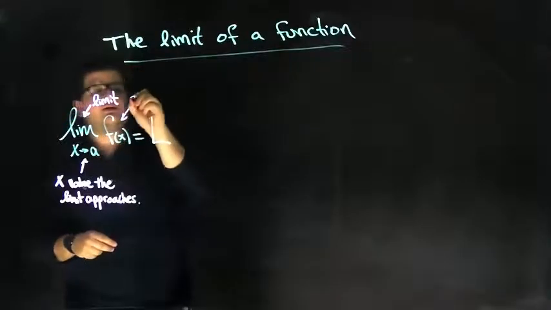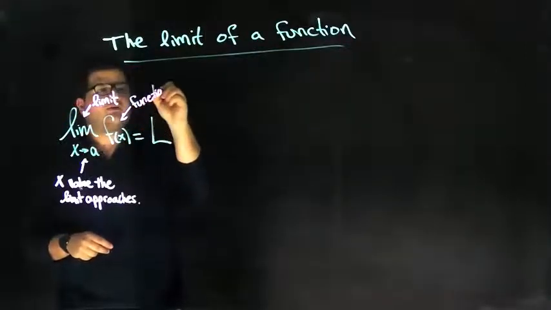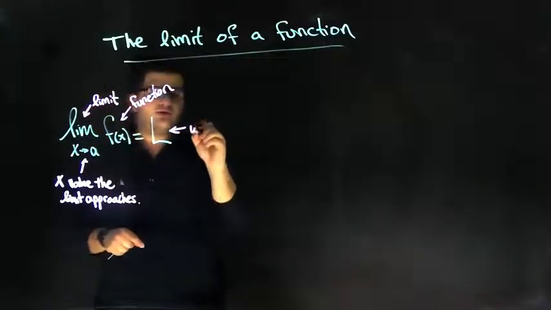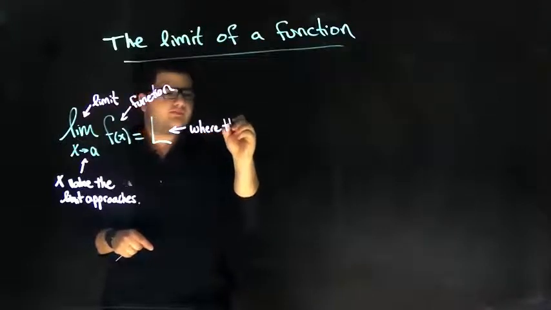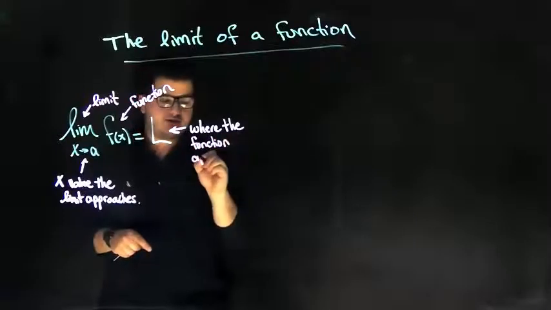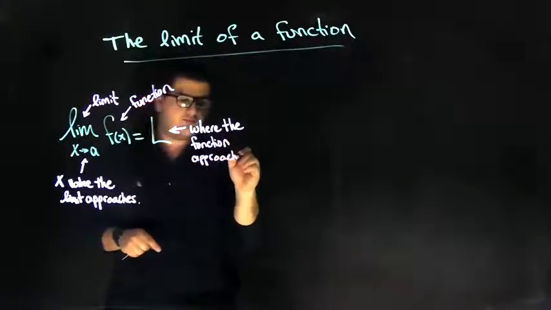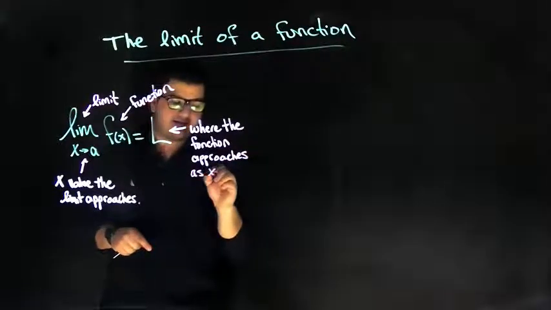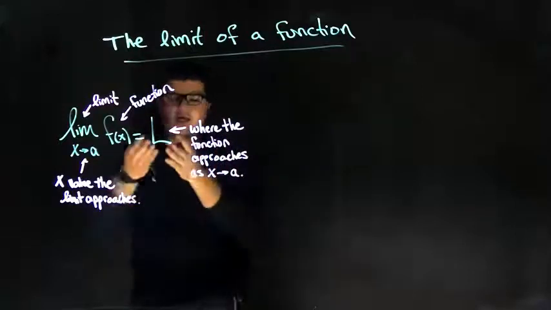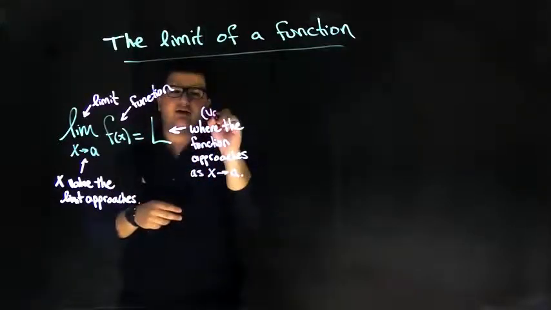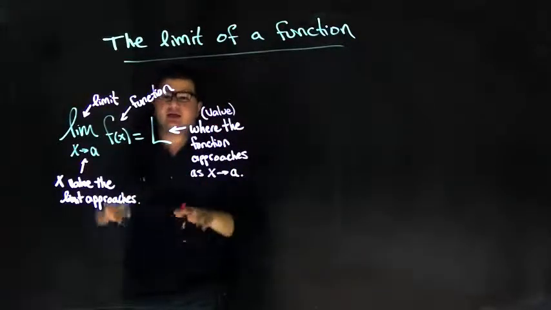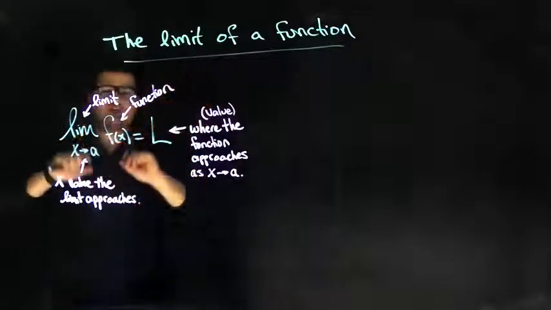F of X is our function, and L is where the function approaches as X approaches A. So the value the function approaches as X approaches A. We can say the value here because this is a number. So where the function approaches as X approaches A. And this is the overall notation for a limit.